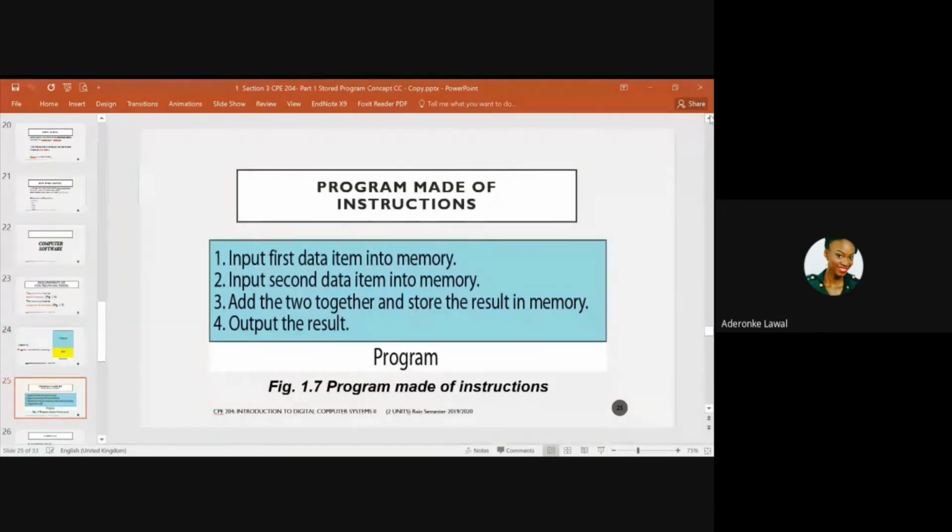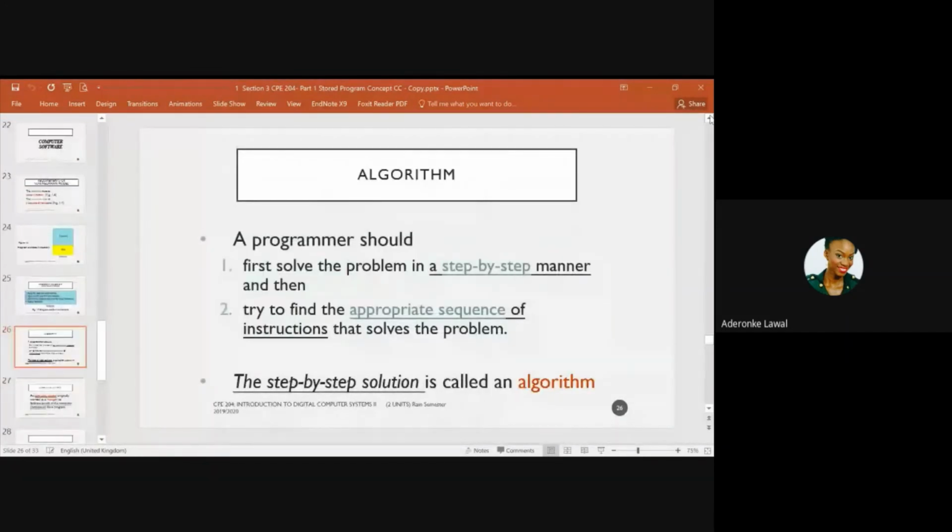So programs are essentially made of instructions. This is how it works. This is something like an algorithm, or a flow of how a program works. It consists of instructions. You input the first data into memory. This is basically what I explained on the last slide. Get the first data in memory, get the second, add the two together, store the result and give an output of the result.